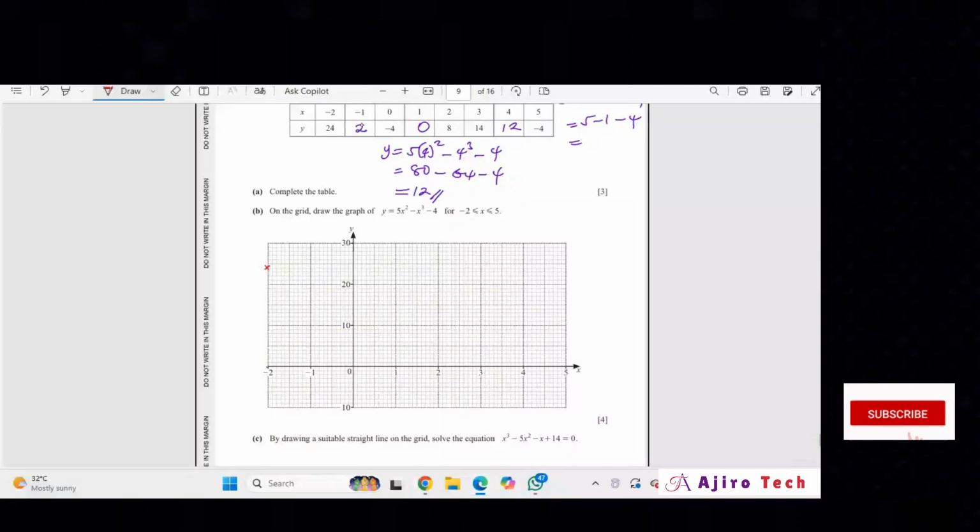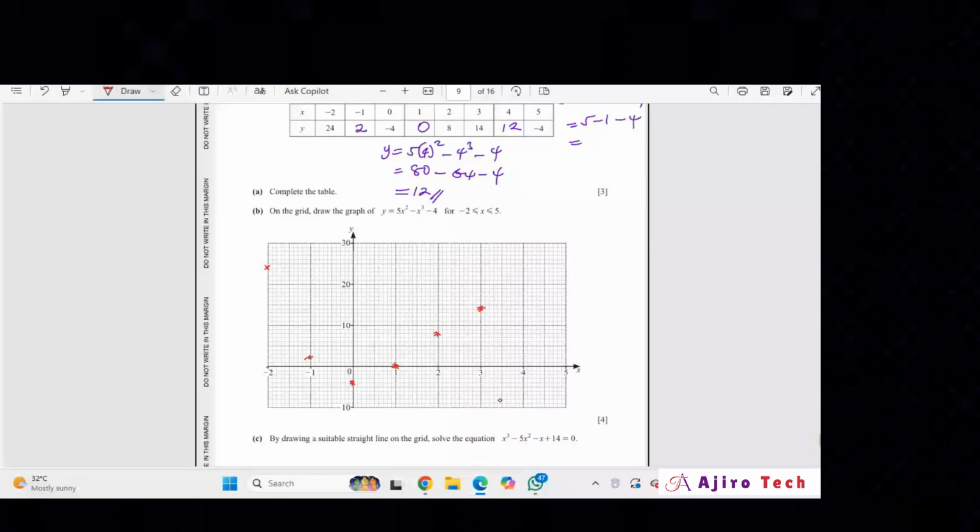When it's minus 1, it is 2. So we go to 1, 2. Now when it's 0, it's minus 4, so we are coming down. It is going to be here. When it is 1, it is 0, so it will be here. Then when it is 2, it's 8. 8 is here, because after 8 is 9, 10. When it is 3, it's 14. 10 is here, 11, 12, 13, 14.